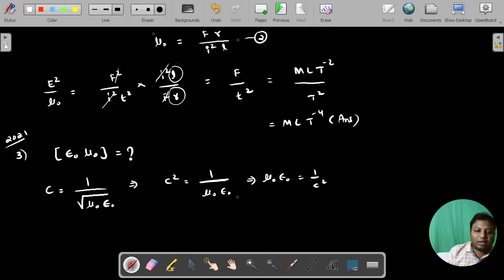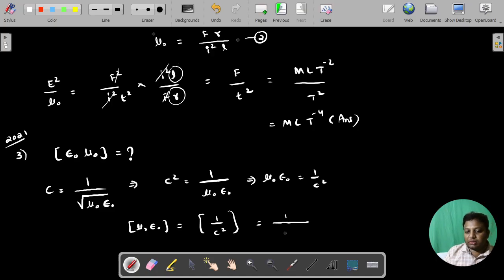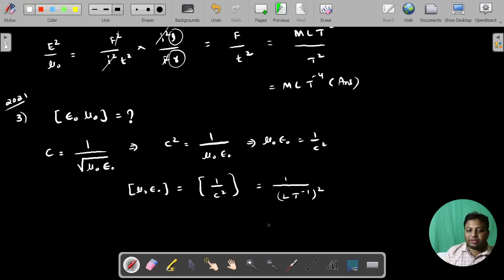Done. Now we want the dimensional formula of mu naught epsilon naught. This is the same as the dimensional formula of 1 by C square. C means speed of light. Speed of any object has the same dimensional formula. So for speed we write LT minus 1, and when it is squared we get L square T minus 2. This is in the denominator. When it goes up, we get L minus 2 T square. Okay, this is the answer.